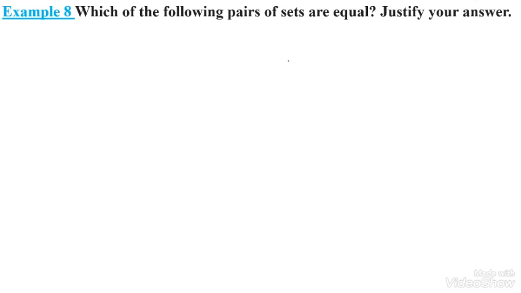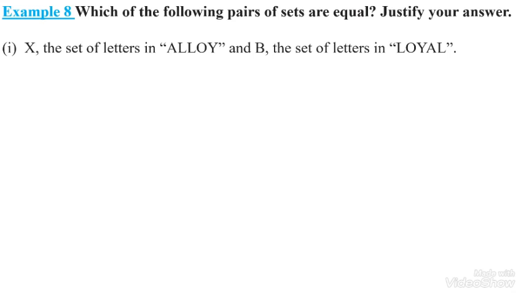Now one last example: which of the following pairs of sets are equal? That is the first example here. Let X be a set containing the letters of the word 'alloy'. They are given in set builder form, so we have to take it in roster form. That is A, L, L is twice, so I can write it only once, then O and Y. The elements of the set X are A, L, O, Y.